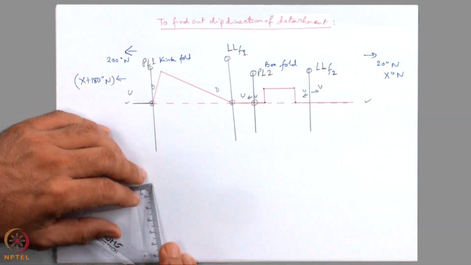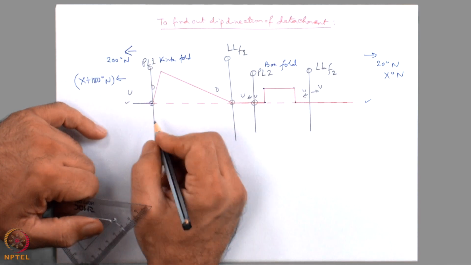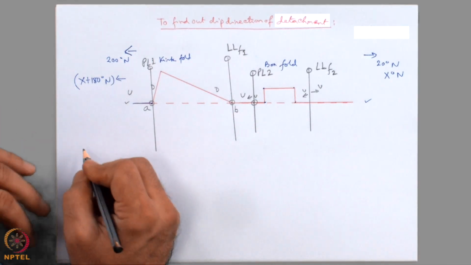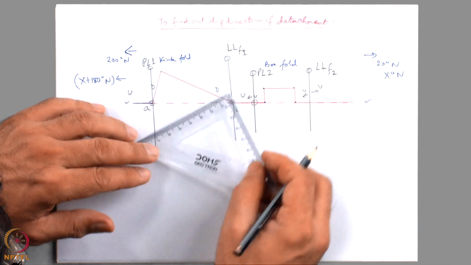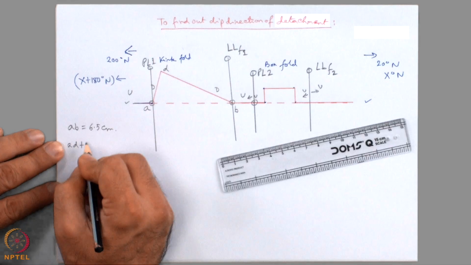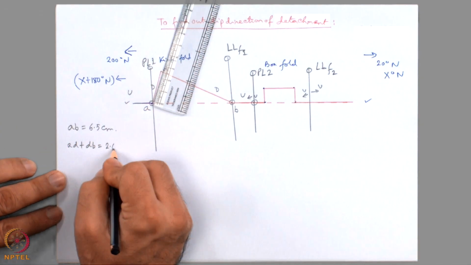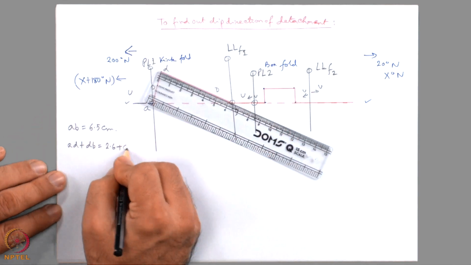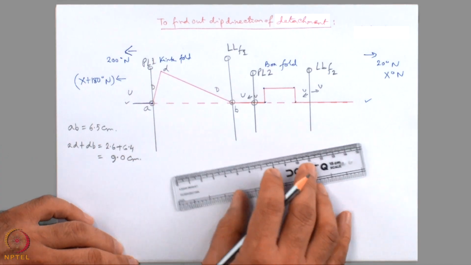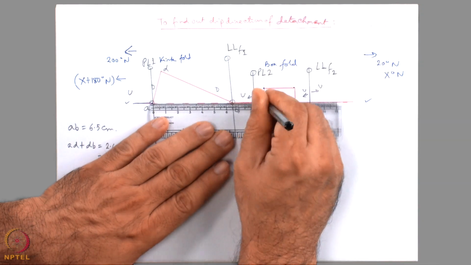Now, we will do what we did already, taking this kink fold first and then the box fold later. Mark this point as small a, this point as small b. Find out the AB length, which is equal to 6.5 centimeter. We want to find out the AD length and add it to the DB length, which is 2.6 plus 6.4 centimeter, equal to 9 centimeter. Now, I have to draw 9 centimeter from point A along this line, and this point comes here.